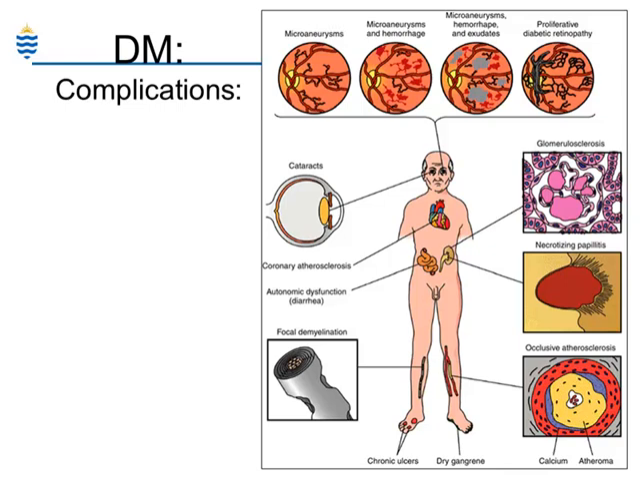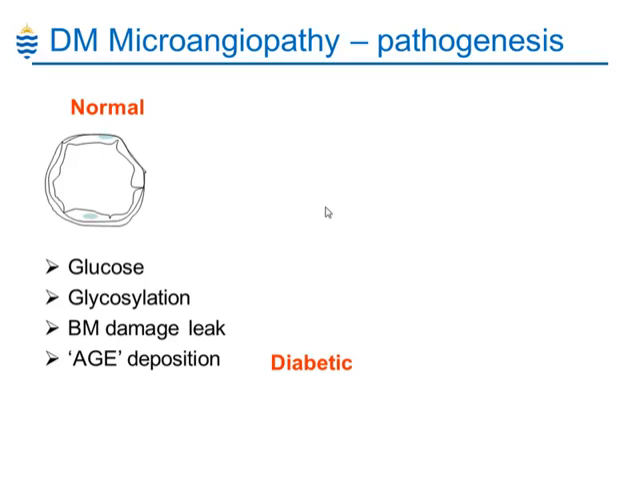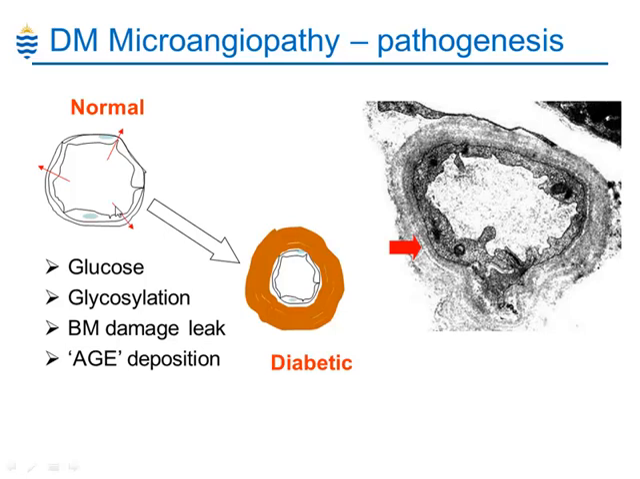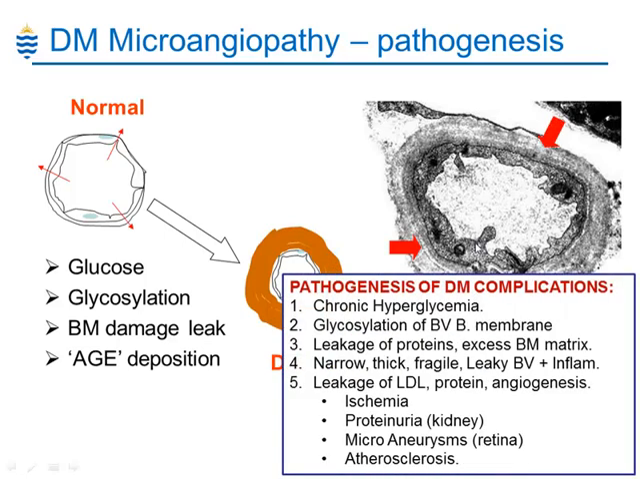Retinopathy, nephropathy, papillary necrosis, arteriolosclerosis and atherosclerosis, neuropathy, cataract due to polyol. So I just put that picture, how leakage of glucose combining with the basement membrane protein, AGE deposition, narrowing, ischemia and all the features of diabetes.